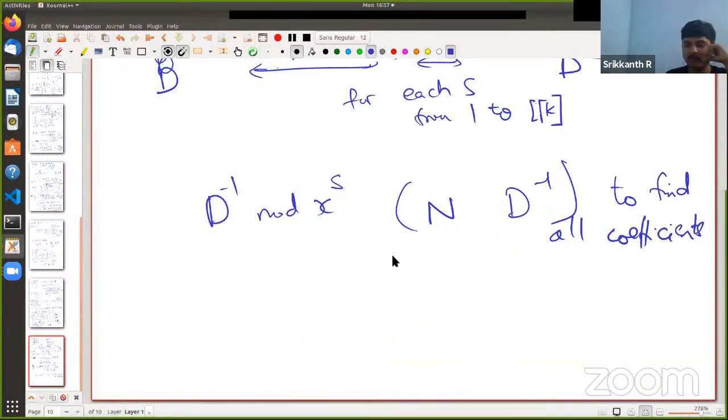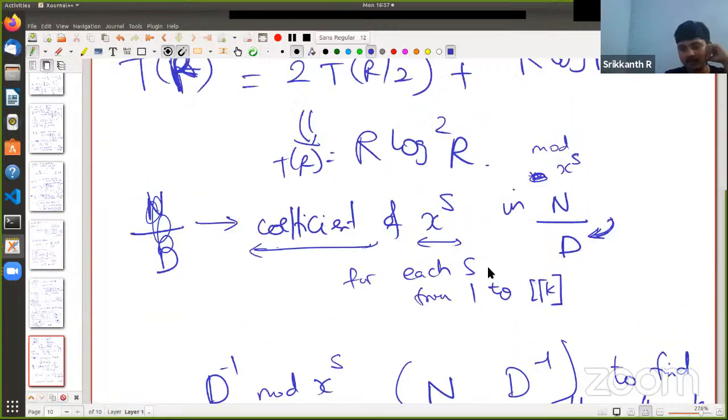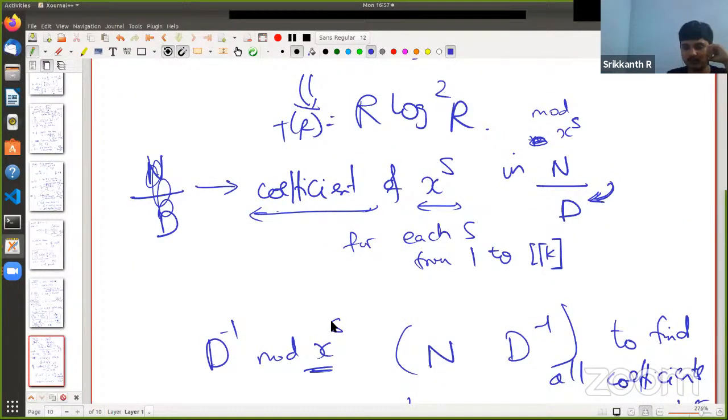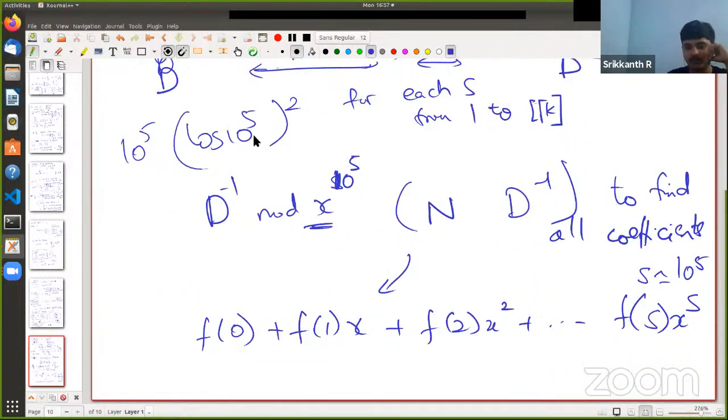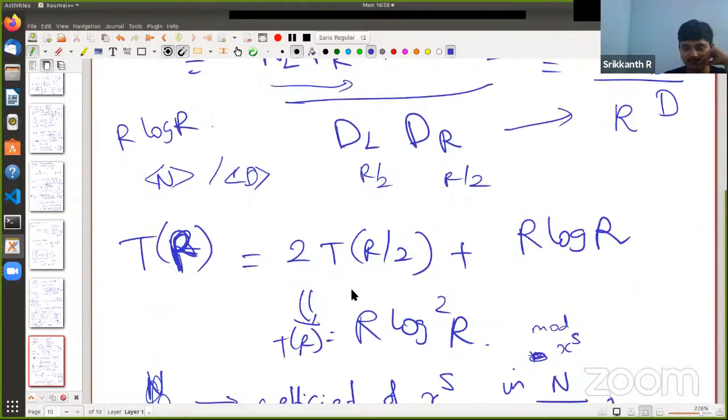Once we have that, we will get a polynomial like so, f0 plus f1 x plus so on up to fs x^s. And here we know that the lengths of all the intervals are less than 10, so s is 10. All we have to do is calculate D inverse modulo x^10, which can be done in 10 log 10 squared, and then we multiply the two polynomials to get all values f0, f1, f2, and so on up to fs, in 10 log 10 squared. Once we have all the values individually, we can just multiply them to get the final answer. So that's the summary of the solution for this problem.